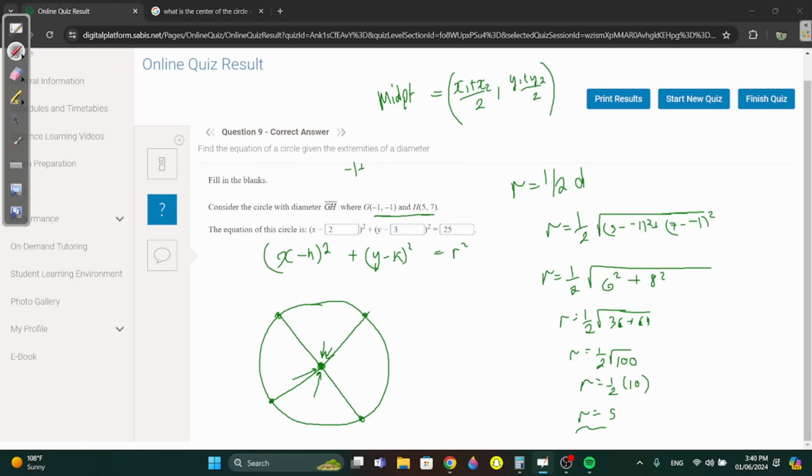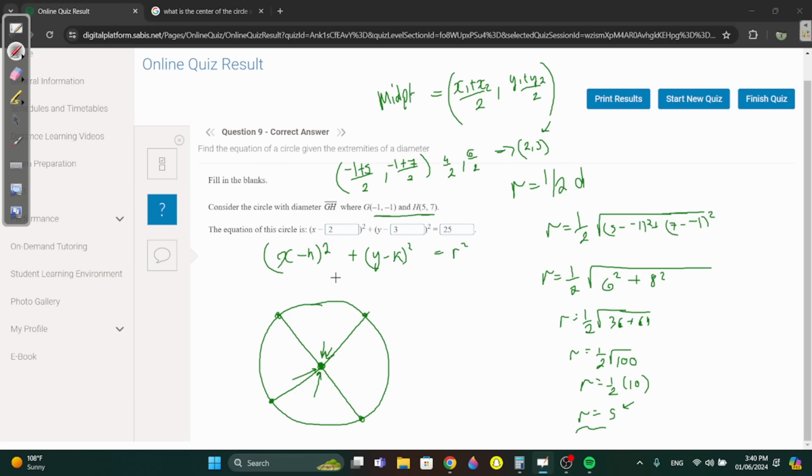It's going to be minus 1 plus 5 over 2, comma, y1 plus y2, minus 1 plus 7 over 2. Minus 1 plus 5 is 4 over 2, minus 1 plus 7 is 6 over 2, which is going to be 2, comma 3. Okay, what do we do now? We have the center 2, comma 3, we have the radius, which is 5.